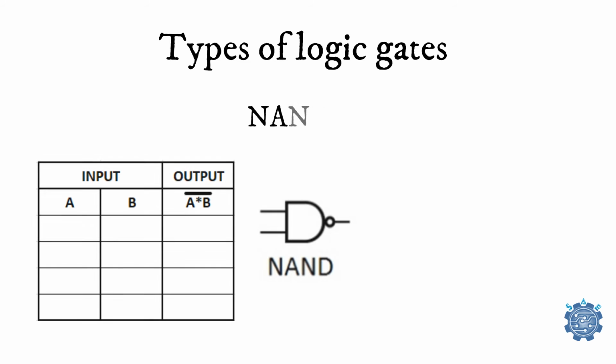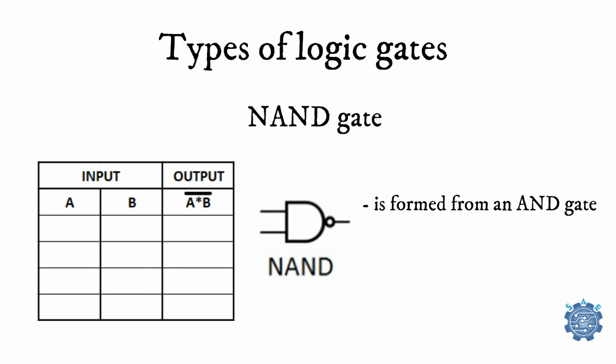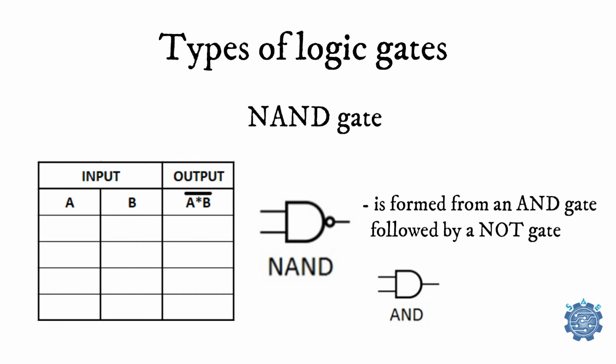NAND gate is a combination of two logical gates. It is formed from an AND gate followed by a NOT gate, meaning that with the same inputs we will have the inverted output of an AND gate. When all inputs are high, the output will be low, and when the inputs are different or low, then the output will be high.